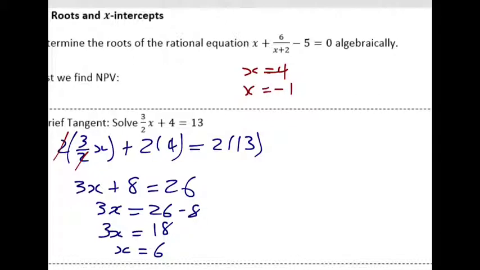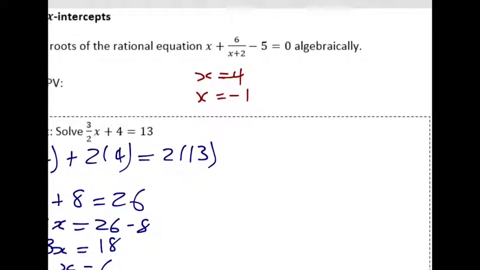In the original, yes. 4 does not work. Oh wait, it works. Okay, yes, it works. So 4 is good. What about -1? Plus 6. It works. Yeah, that works too. Okay, so they both check out.